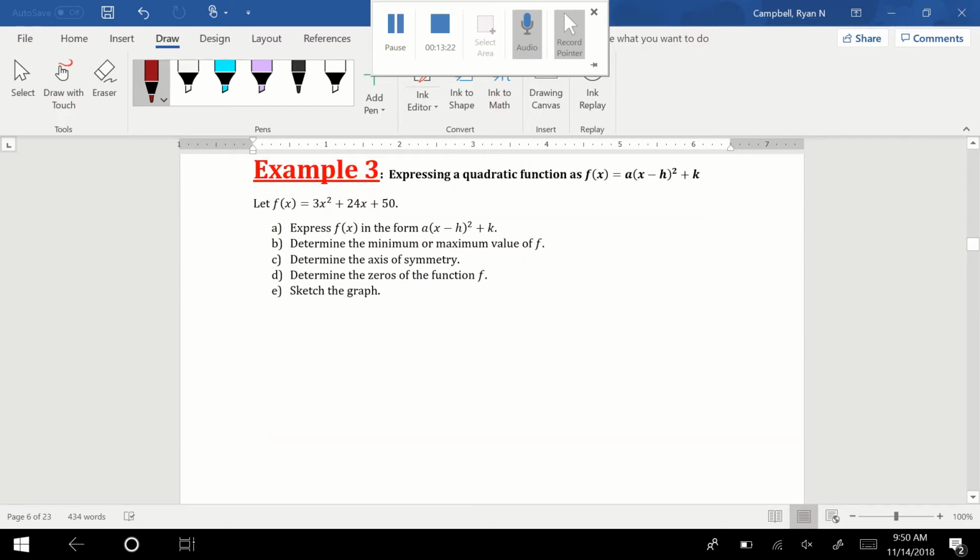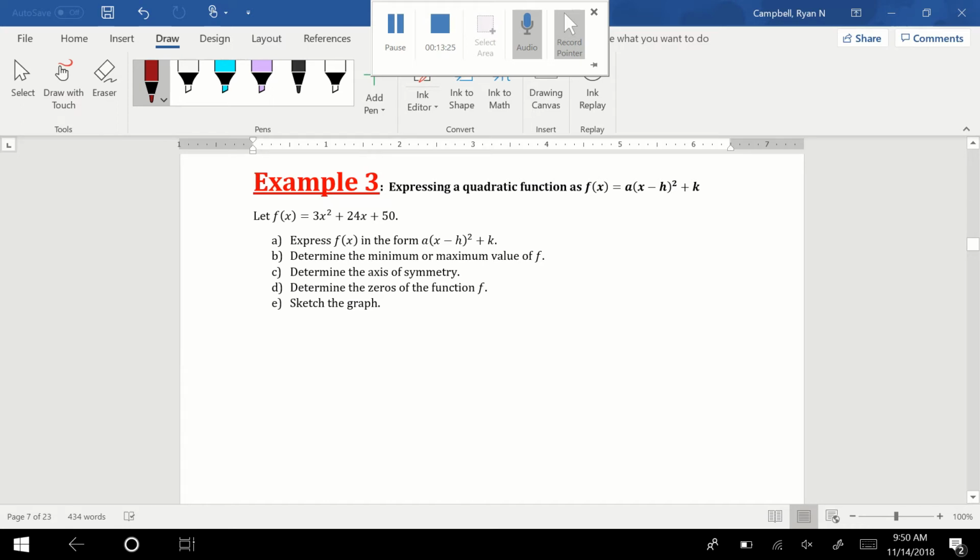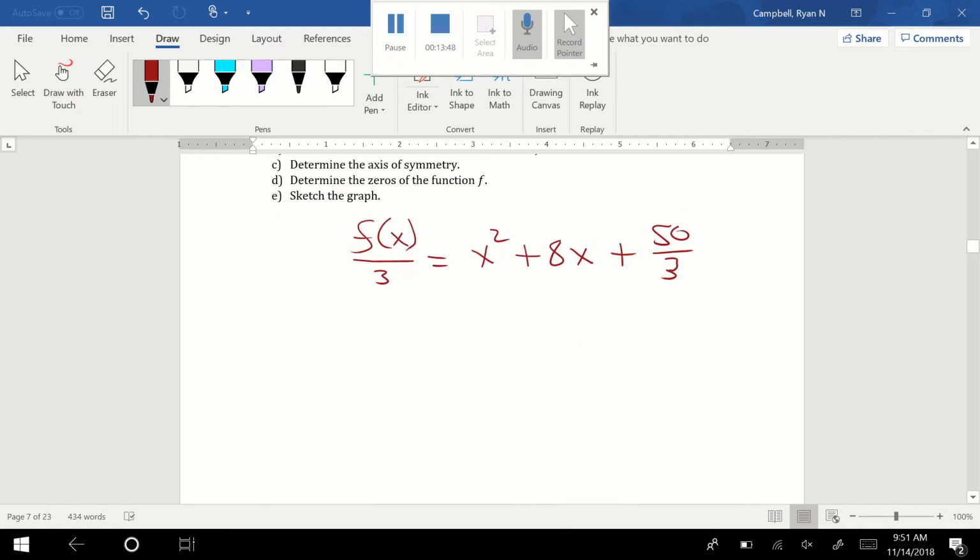All right, let's do another one. So basically we're doing the exact same thing. First thing we've got to do is divide everything by 3, so that we can have just x squared by itself. So we have f of x divided by 3 equals x squared plus 8x plus 50 over 3, because that doesn't really simplify out. So subtract that to the other side so we can isolate our x squared plus 8x.